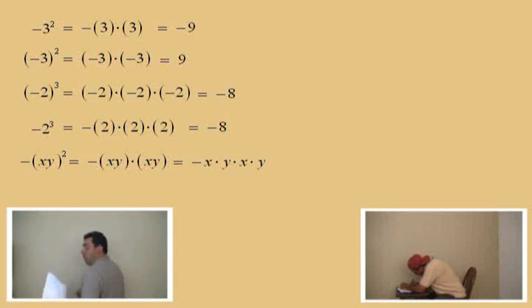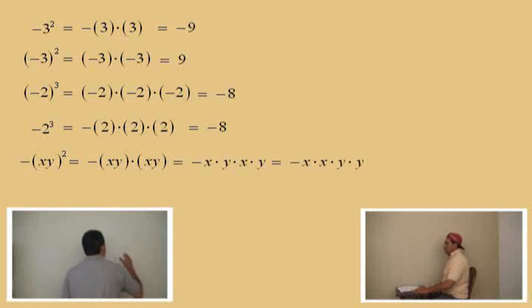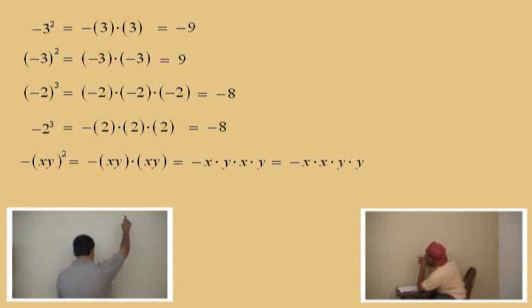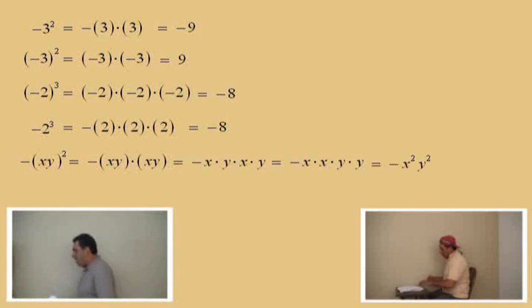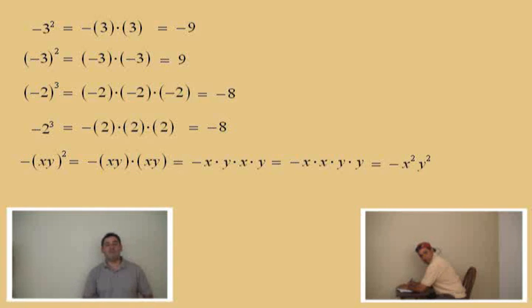Okay, remember, you can multiply in any order you want. That goes back to the commutative property for multiplication there. And so we can reorder these to make it a little bit clearer here. Negative X times X times Y times Y. And so Charlie, what's our final answer there? Negative X squared Y squared. Very nice. Let's move on.